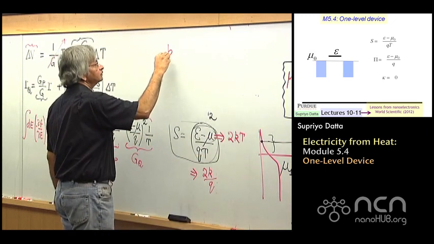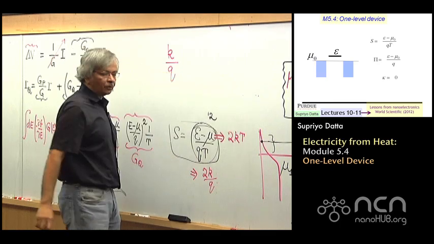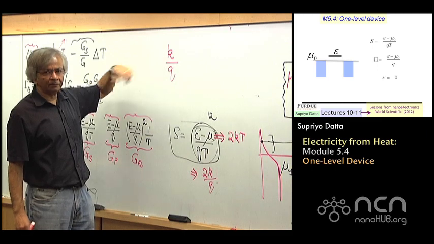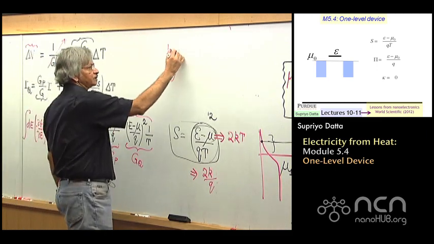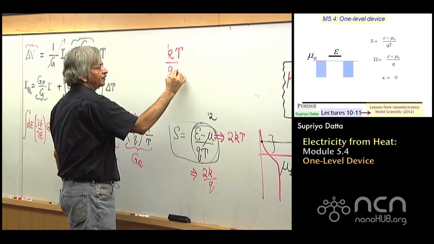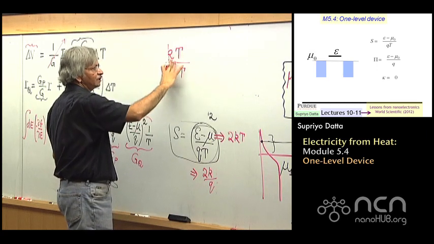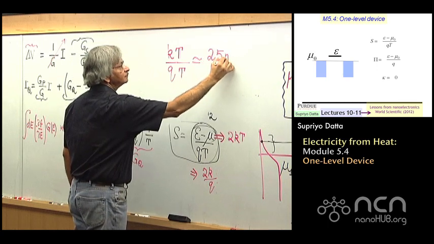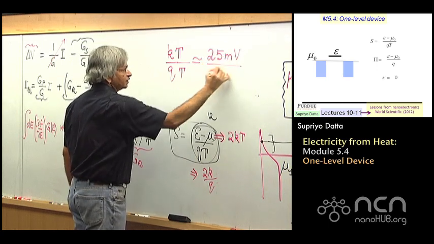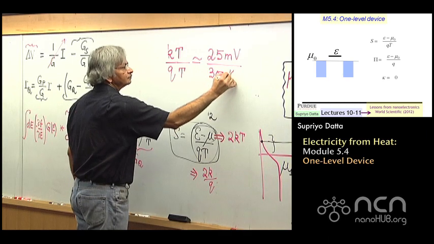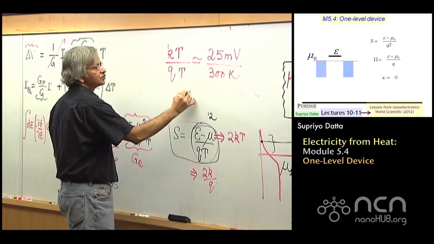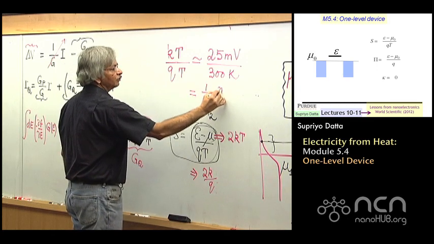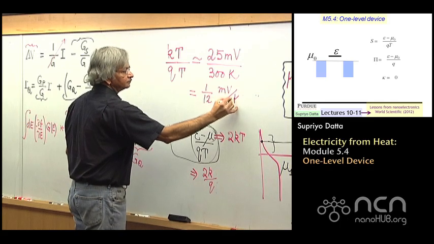K over Q. Now, usually K is this Boltzmann constant, but what I normally remember offhand is KT at room temperature. So you could write it this way. And you see KT over Q is approximately 25 millivolts. And this is at room temperature, which is 300 Kelvin. So that comes to about 1/12 millivolt per Kelvin.